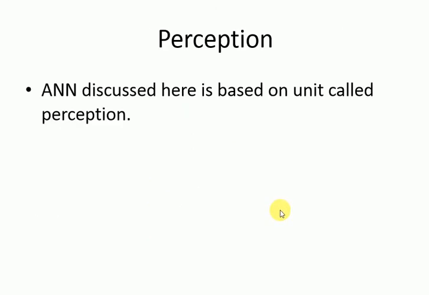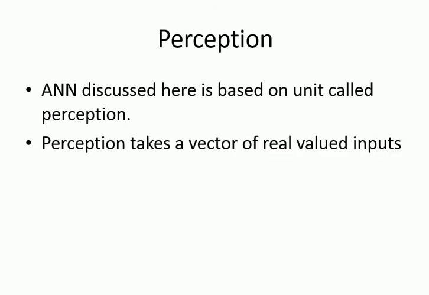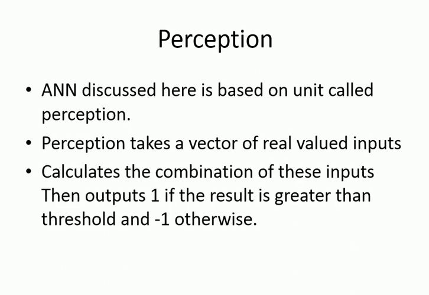Now the perceptron. The artificial neural network discussed here is based on a unit called the perceptron. A perceptron takes a vector of real-valued inputs, calculates a linear combination of these inputs, then outputs 1 if the result is greater than 0, that is the threshold, and -1 otherwise, where W0 is usually a threshold.